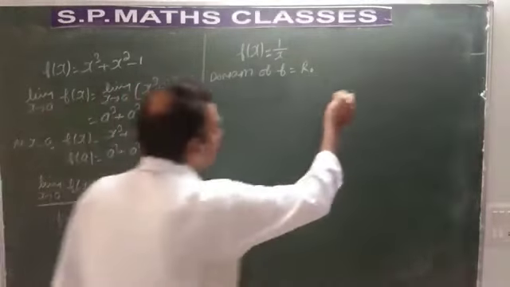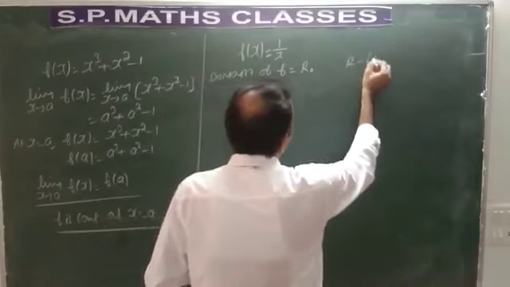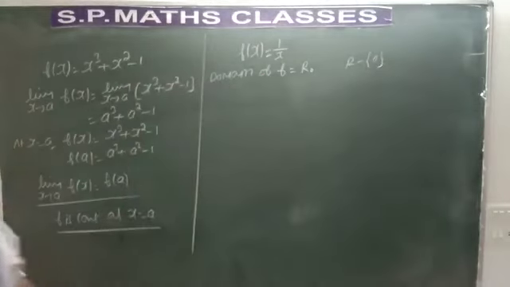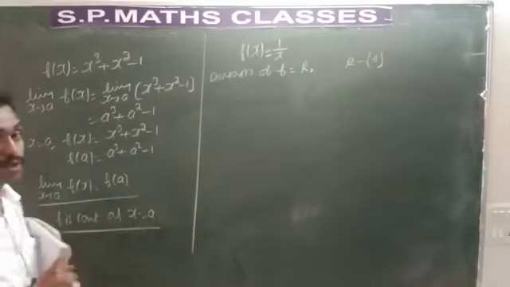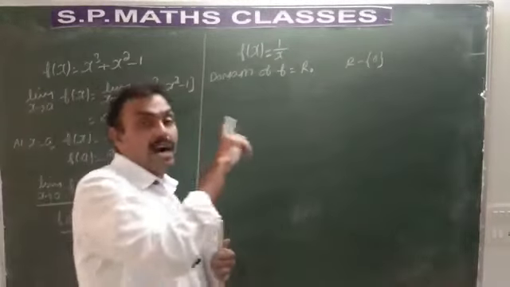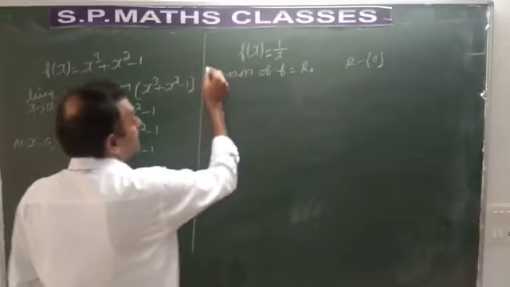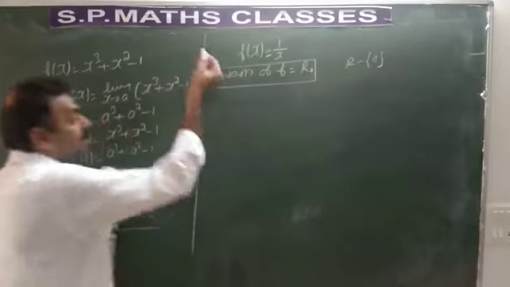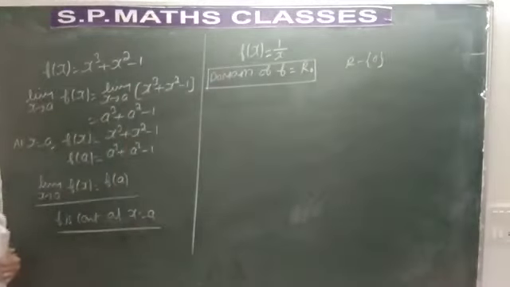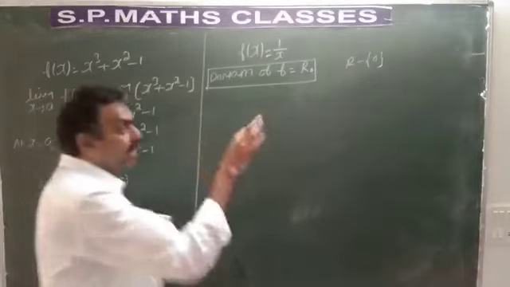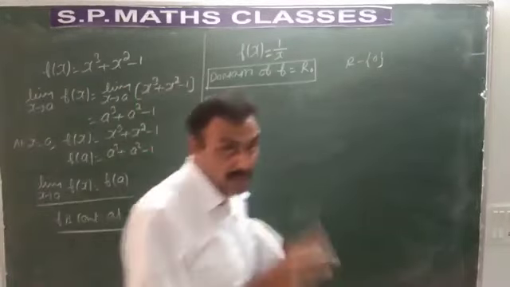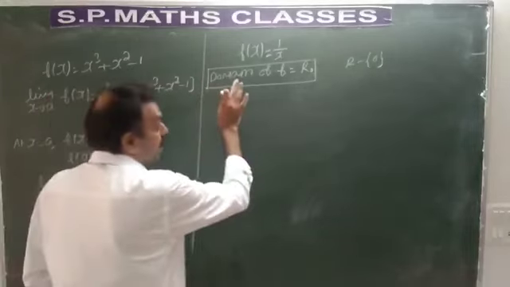R minus 0 means real numbers except 0. I think you have understood why I have written R minus 0. Because when you take x as 0, f of x is not at all defined. So the domain is R minus 0. Now, so it is confirmed.